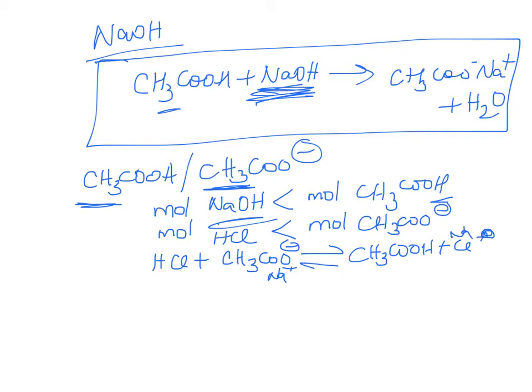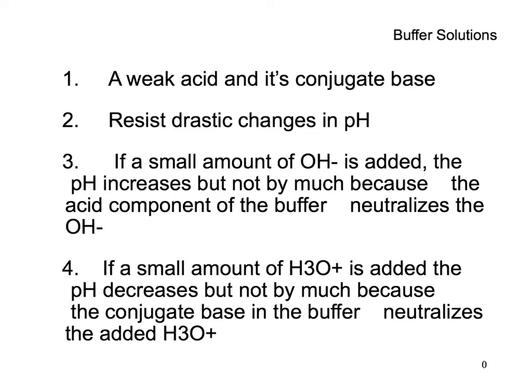So let's take a look at how we can generate a buffer. When the two are mixed, the starting point is, how does that change the pH of the solution anyway? So let's take a look at that first. The solution that is a weak acid and conjugate base mixture, and which resists a drastic pH change, is what is called a buffer.